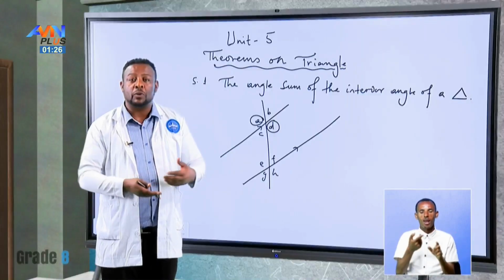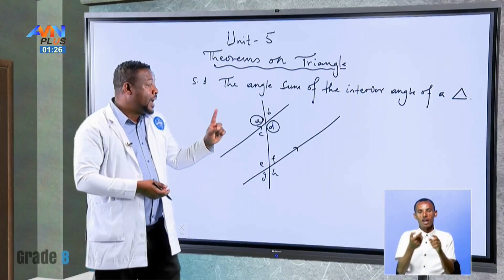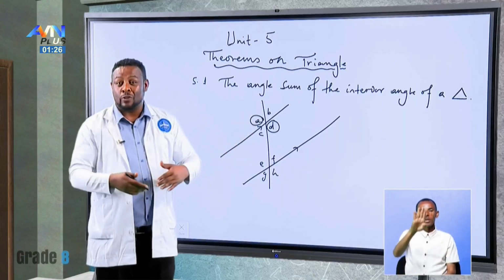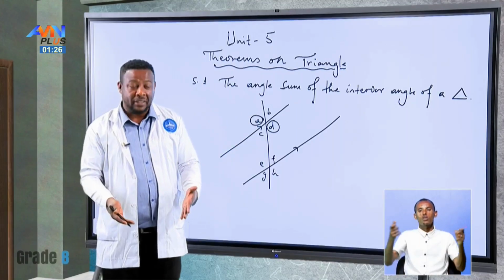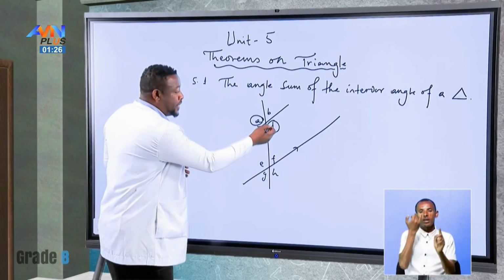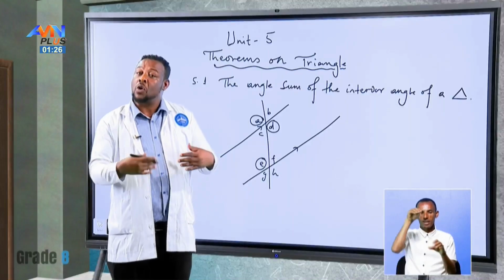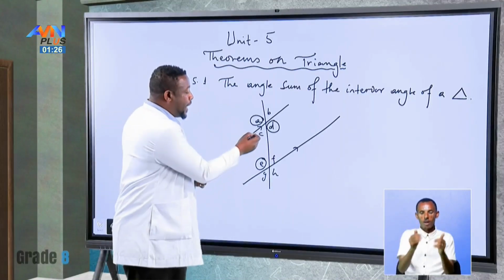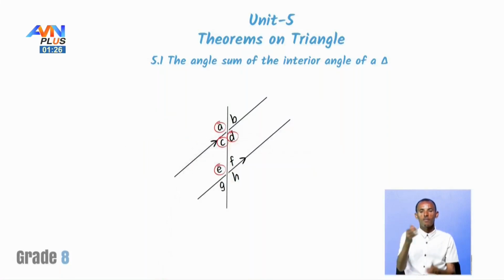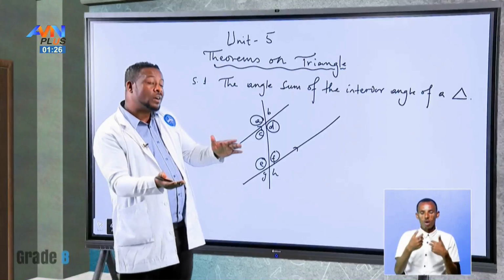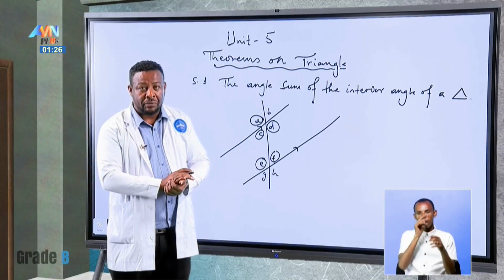Always, vertically opposite angles are congruent. Similarly, B and C are also vertically opposite angles, right? But if I take D and E, these are alternate interior angles. They are congruent. C and F are also congruent, right? So this happens whenever you have parallel lines and a transversal, right?